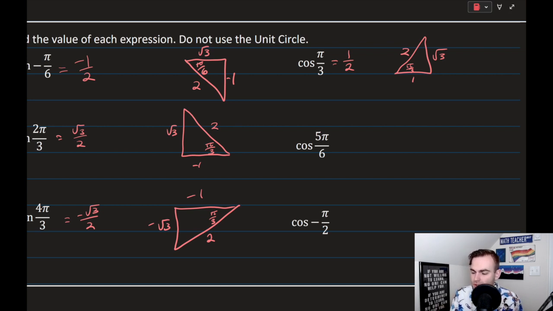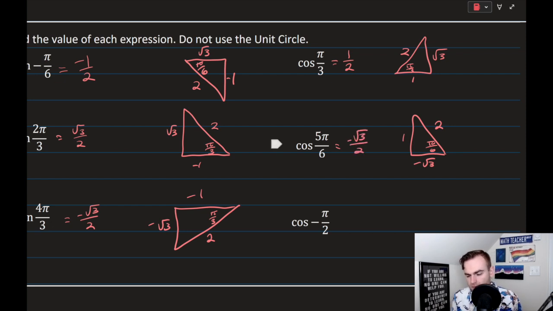Cosine of 5 pi over 6, that's 1 less than a whole pi, so we're in quadrant 2. Pi over 6 would be a reference angle. Smaller angle gets a smaller side. Root 3, 2. We went left, so this is negative. So our answer here would be negative root 3 over 2.